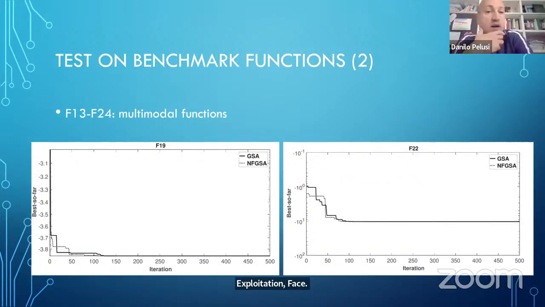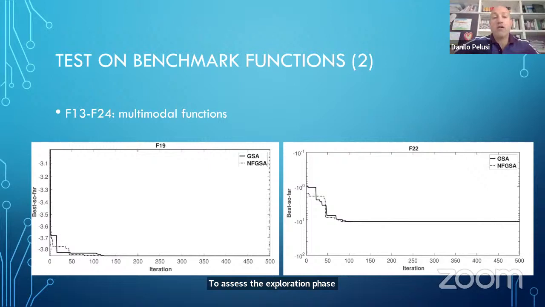Moreover, our algorithm is applied on multimodal functions as well. Multimodal functions are very useful to assess the exploration phase, because multimodal functions have multiple, more than one, local optima. And this way, it's very useful to assess the exploration phase of our algorithm.